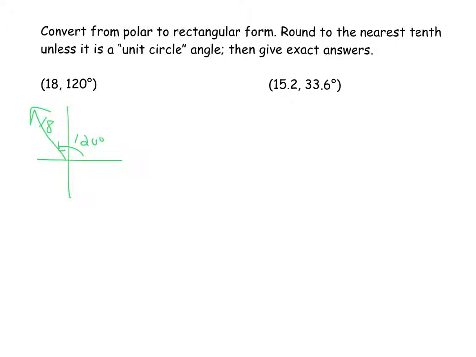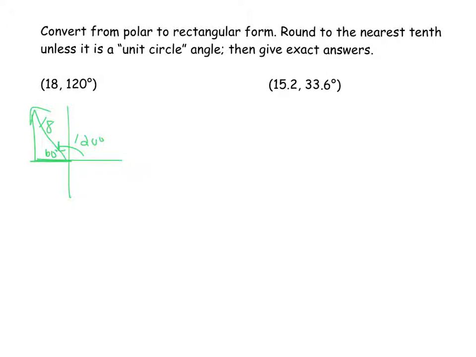Now, notice the instructions. It says round to the nearest tenth unless it is a unit circle angle. What we need here is our x and y coordinates, right? Notice we have the hypotenuse of this right triangle. We need the x and y coordinate. We need this angle here, so we're looking for our reference angle. And our reference angle here would be 60 degrees, okay? Now, that's a unit circle angle. That is something that you know how to do without trig, okay?